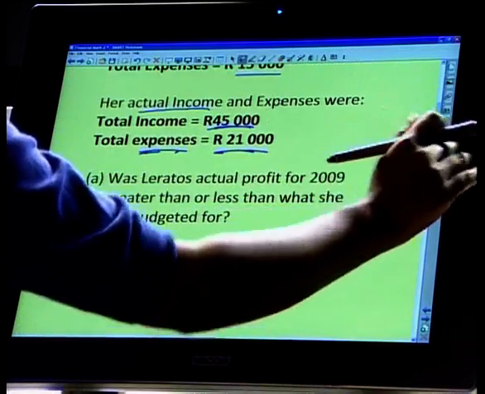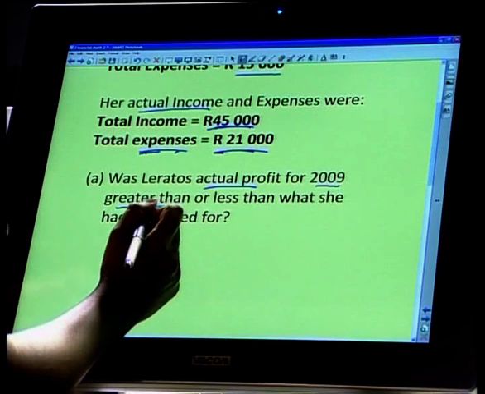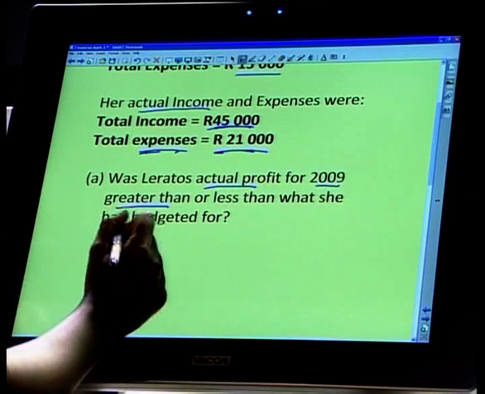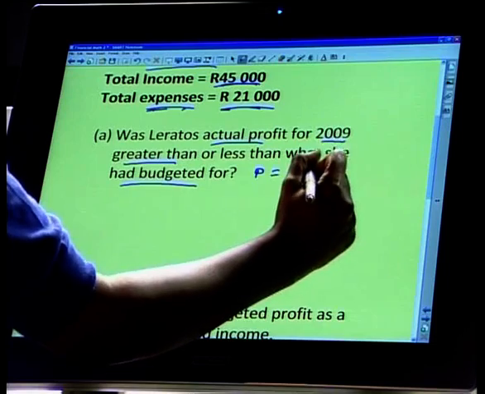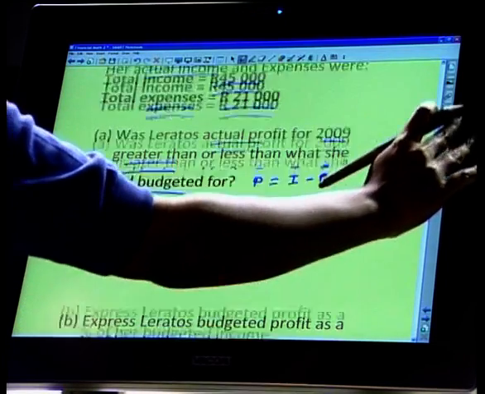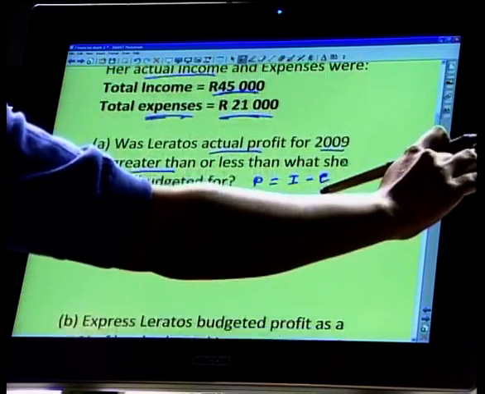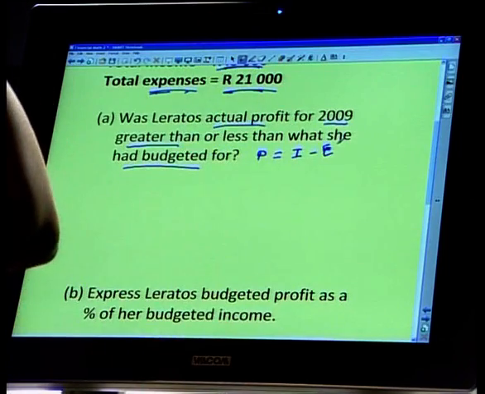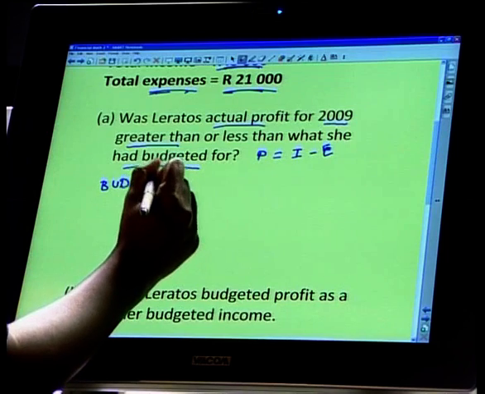The first question wants to know, was Lerato's actual profit for 2009 greater than, in other words more, or less than what she had budgeted for? So really what we have to do here is to work out two different things. We want to work out what her budgeted profit was and what her actual profit is, and then compare the two. So remember that profit is equal to income minus expenses. And since in both of these we can see that her income is greater than her expenses, we can immediately see that yes, she has made a profit, whether it was budgeted or actual. Okay, so first let's work with the budgeted profit. So this is what she thought was going to happen.